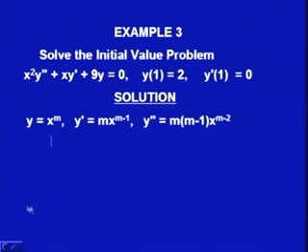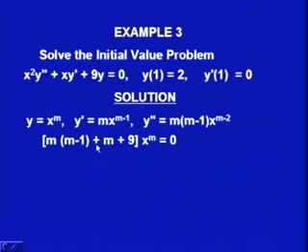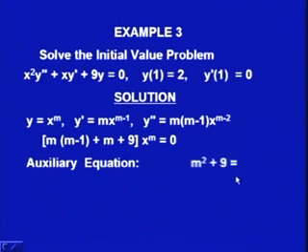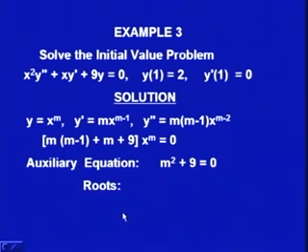Substituting this, we would get m into m minus 1 plus 4m plus 9 times x to the power m is equal to 0. So, we will get the auxiliary equation as m square plus 9 is equal to 0. Now, we see that this will have complex roots, that is m square is equal to minus 9. So, I would have the roots as plus minus 3i.